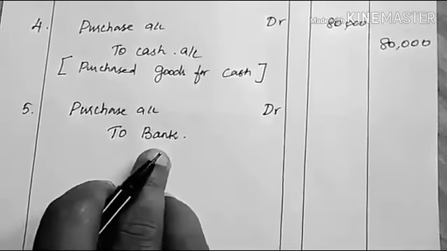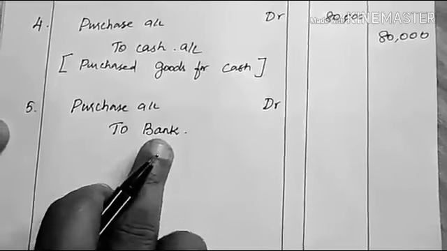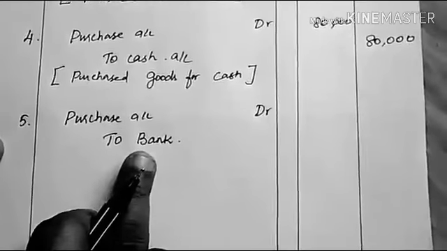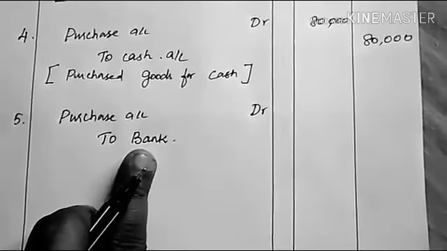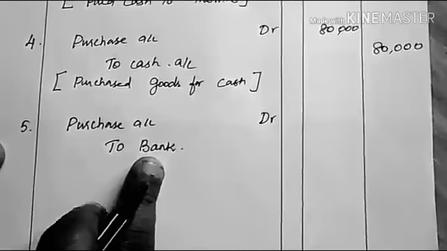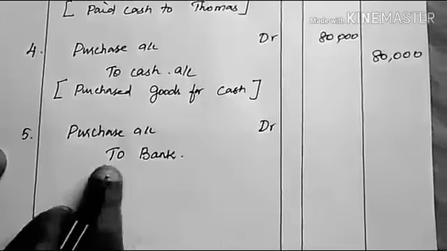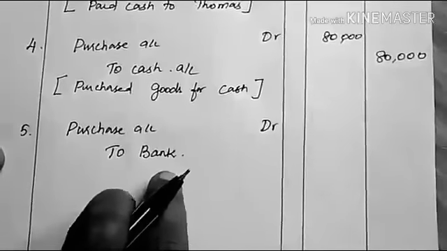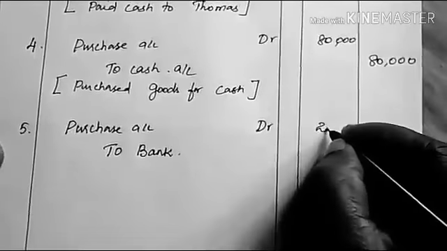Bank is an artificial person. So what is the personal account rule? Debit the receiver, credit the giver. On behalf of the company, the banker will make payment to your supplier. So to bank, the banker is a giver. Debit the receiver, credit the giver. The banker is a giver in this transaction. 20,000.